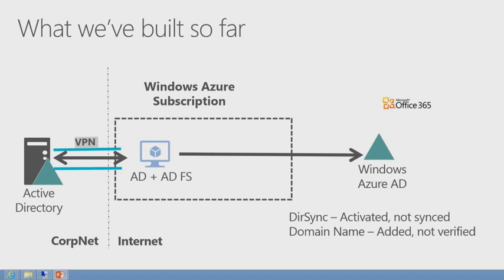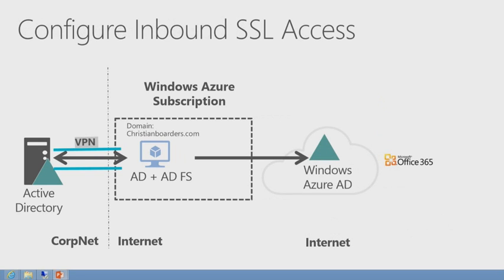You also have to add your own custom domain name, right? You want to add your own domain name to synchronize. So we add it as a federated domain name, because we know you're planning on doing a federation with that domain name, and that all happens pretty quickly inside of the script. The next thing you would need to do after that is configure inbound SSL access, because you need that domain name to authenticate.